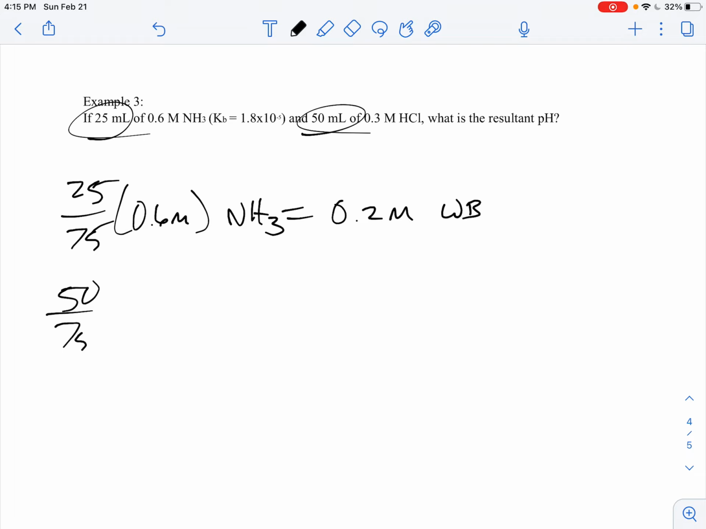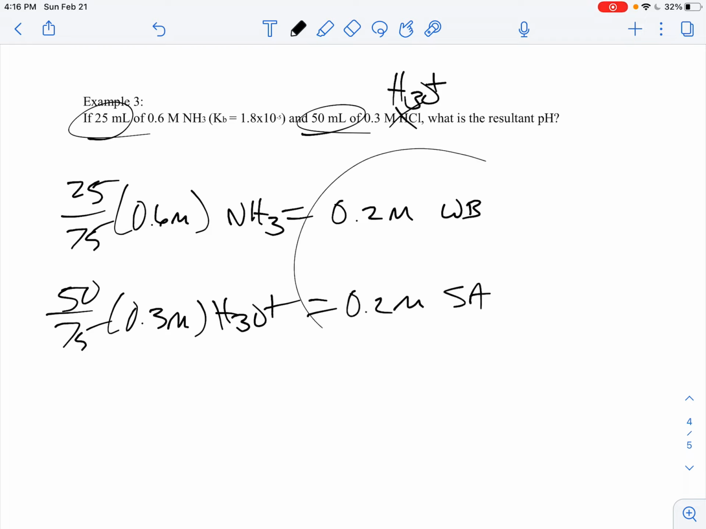And then I'm going to have 50/75 of 0.3 molarity of my hydrochloric acid, which is my strong acid, which again is going to be H3O positive. So that's going to be 0.2 molarity of my strong acid. So do you recognize that they are at the equivalence point? Now they did a lot to hide that from you in this process. They gave you weird numbers that weren't the same concentrations, and you had to dilute them and put them together. But this is the equivalence point of a weak base and a strong acid.